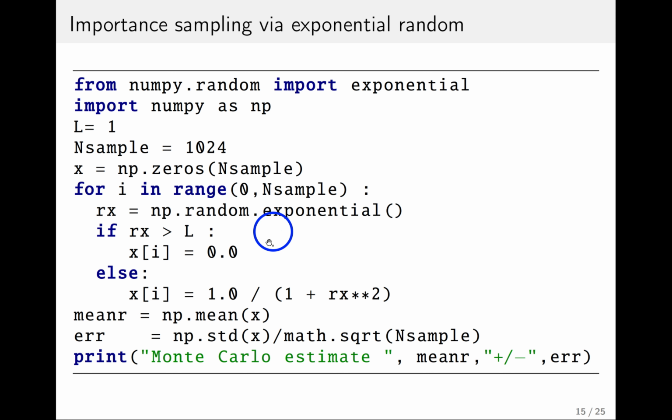So we had to import. If the random number is bigger than the integration range 1, we set the vector element to 0. If it's inside the integration range, less than 1, then we set it equal to 1 over 1 plus r squared. This is the other part of the integrand. And then once you have these random numbers, we take the mean, compute the standard deviation, and divide by the square root of the number of samples.